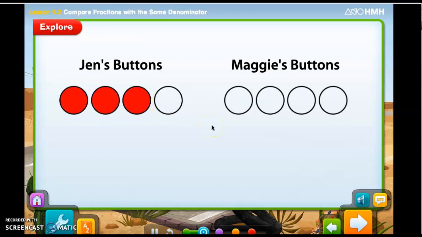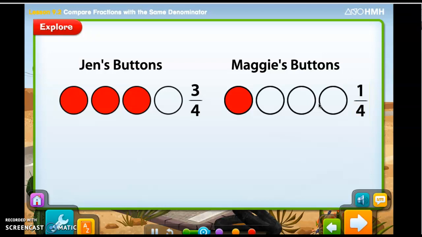1 of Maggie's buttons is red. Click to shade 1 of Maggie's buttons. What fraction of Jen's buttons are red? 3/4 are red. Good. What fraction of Maggie's buttons are red? 1 of 4. 1/4 of Maggie's buttons are red.